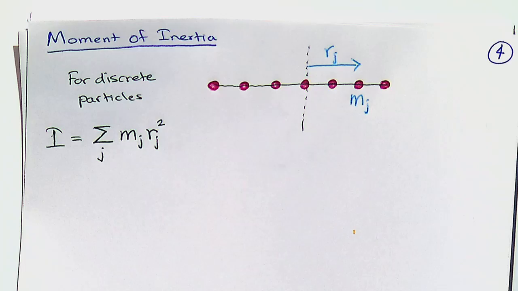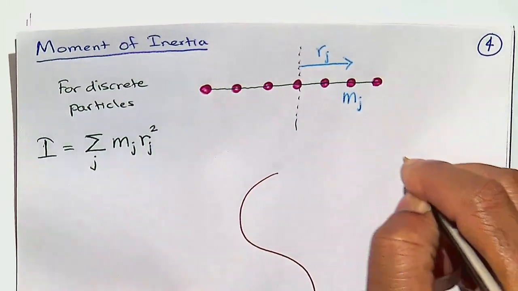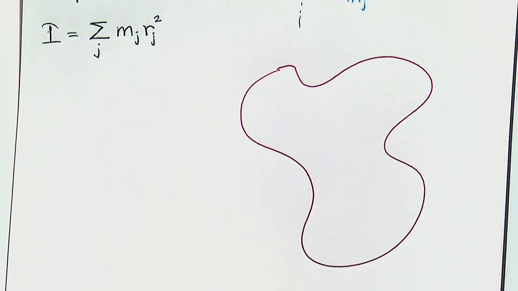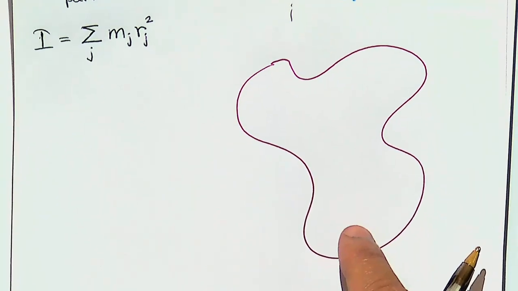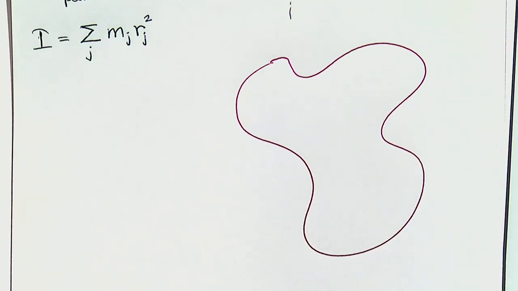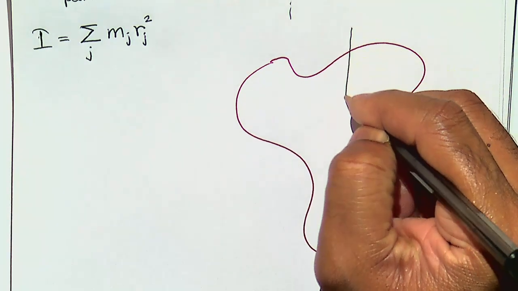Now, you might say, okay, what if I want to do this for a real object that isn't a bunch of particles? What do I do then? Well, maybe your real object looks something like that. I'm just drawing some random shape. It's a physical three-dimensional object. You're not going to be able to count the little particles because it's a physical, real thing. So you can still follow this process.